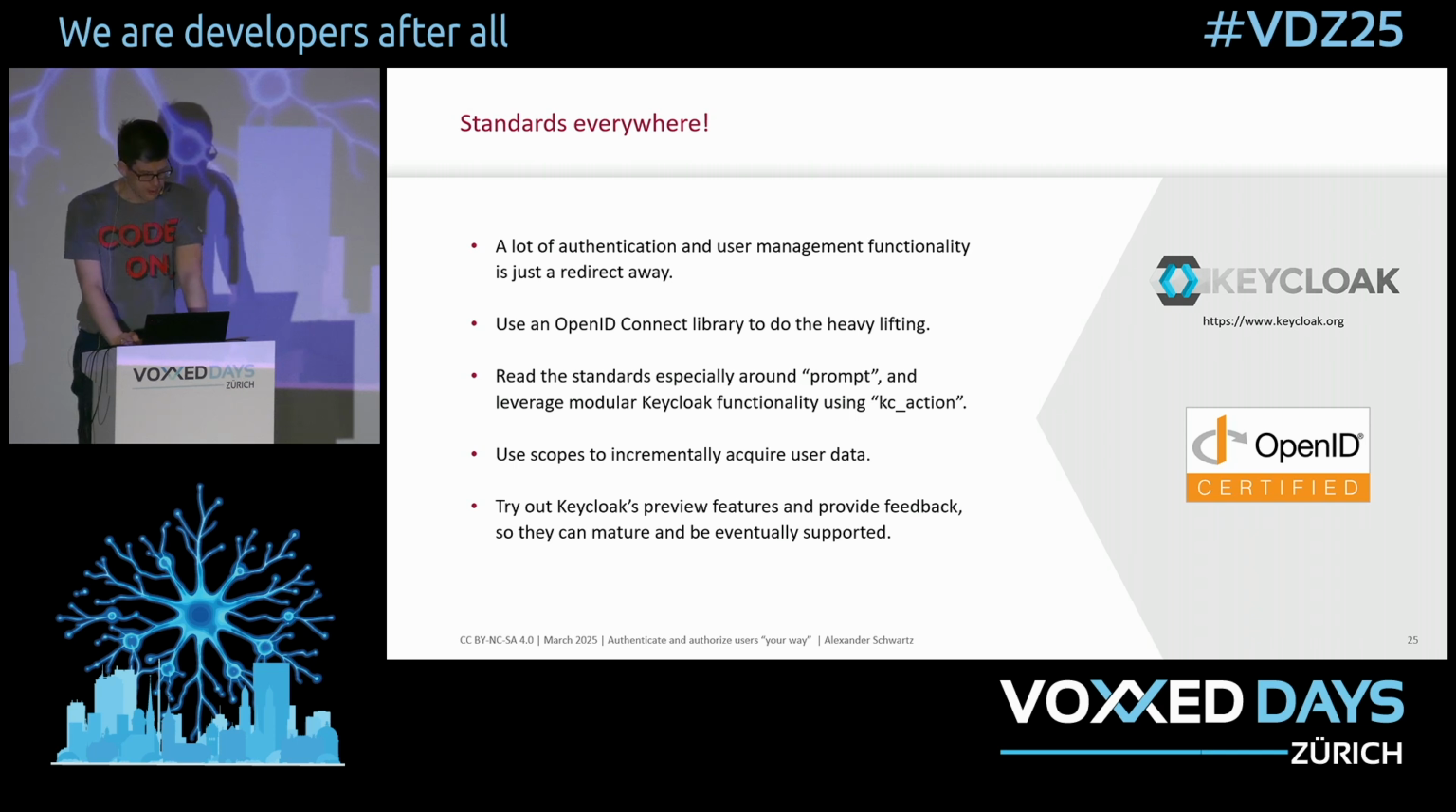So please try out the Keycloak preview features and provide feedback, so they can eventually be supported. We actually have nightly builds of Keycloak. The Keycloak 26.2 release is scheduled for the 31st of March. We hope it all goes according to plan. And then this release will include, for example, this new functionality to also verify the email address using the KC action parameter.